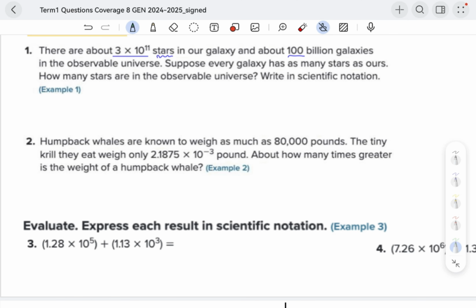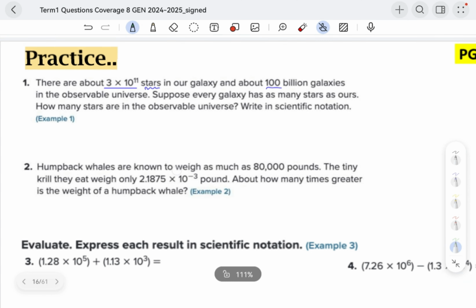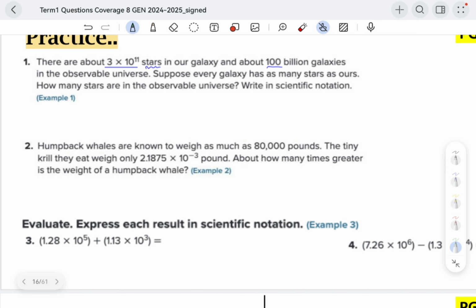Okay, so one more time. This is the number of stars in one galaxy, 3 times 10 to the power of 11. And this is in one galaxy, and we have 100 billion galaxies. So we're going to multiply to find the total number of stars. The total number of stars equals 3 times 10 to the power 11 times the number of galaxies. We have 100 billion. If a million is 10 to the power 6, a billion is 10 to the power 9, a trillion 10 to the power 12. So 100 billion is 10 to the power 9.